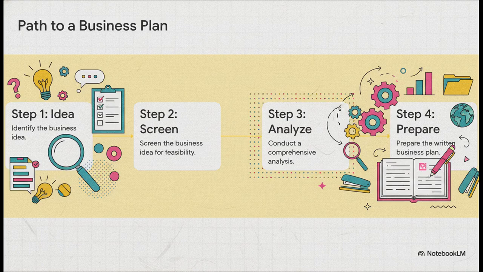So, a great way to think about this is like a four-step funnel. First, you've got that initial spark, the idea itself. Then, you got to screen it. Is it even feasible? Does anyone want this? Next, you do a deep dive analysis of everything. And only after it survives all that do you actually start writing the formal plan. Following this process keeps you from pouring your heart, soul, and money into an idea that just isn't ready.